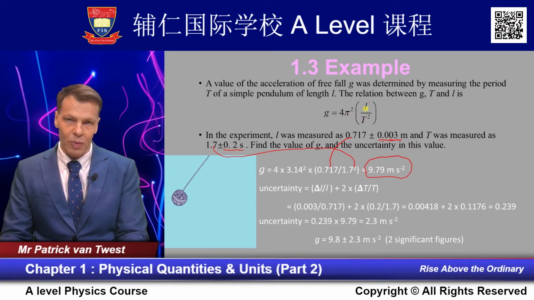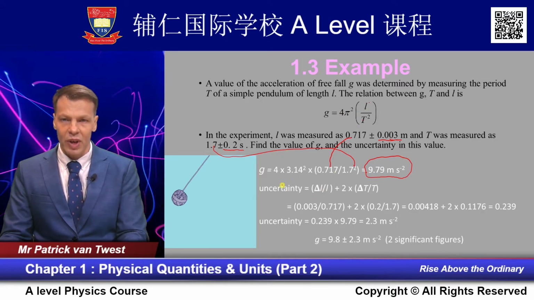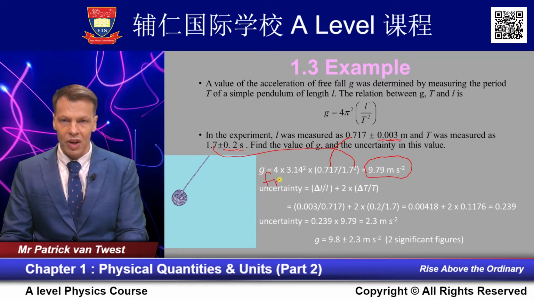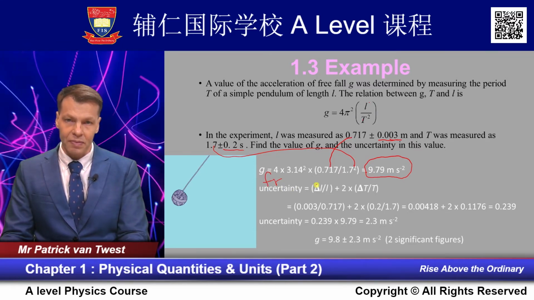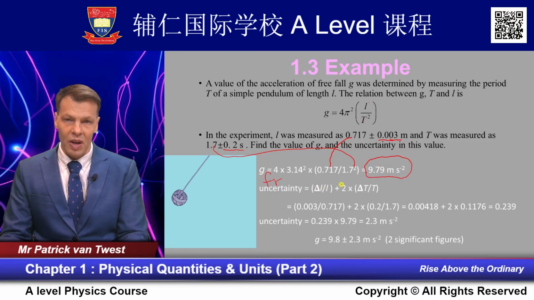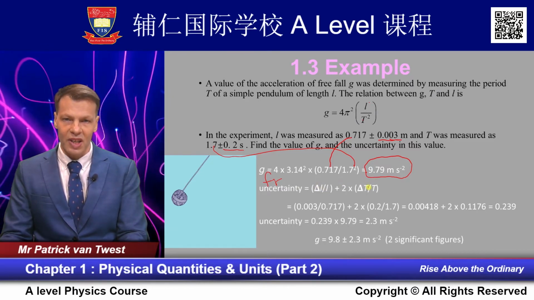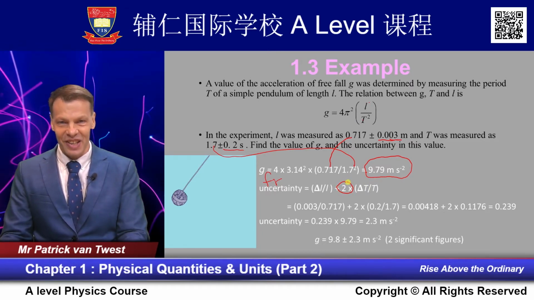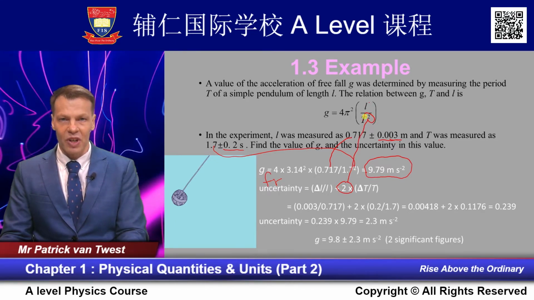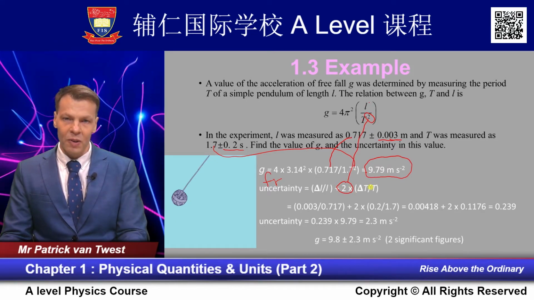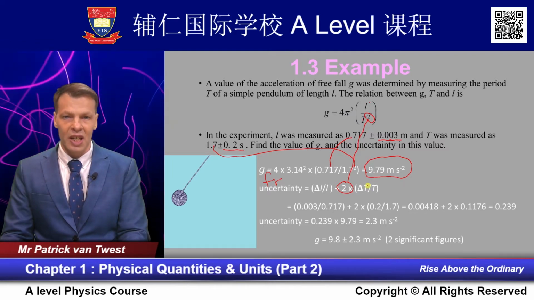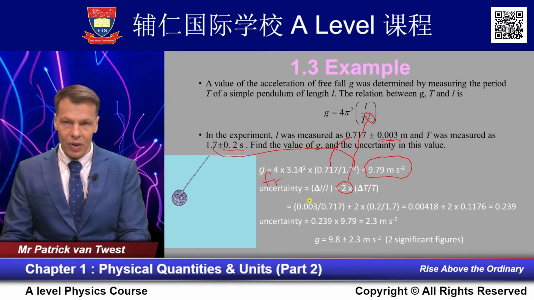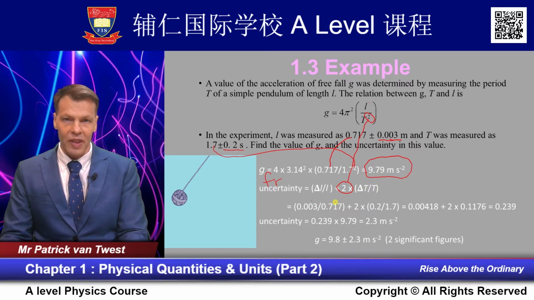Because we're multiplying and dividing everything, we have to deal with fractional uncertainties. This should actually say not uncertainty but fractional uncertainty. The fractional uncertainty is the fractional uncertainty in L plus twice the fractional uncertainty in the period. Why is it twice? Did you get it? Yes, because the period is squared. So we need to double the fractional uncertainty in T, or the fractional uncertainty in T added to itself.